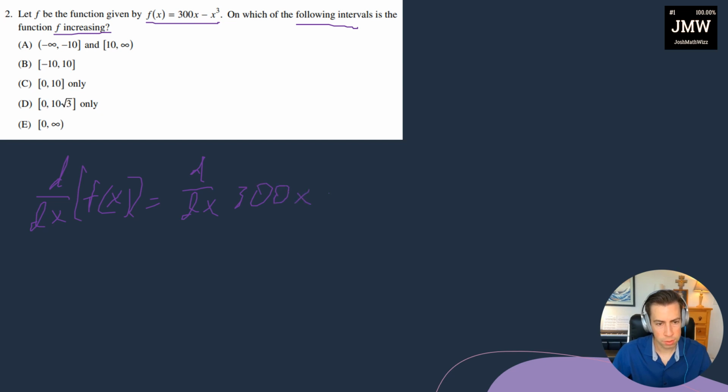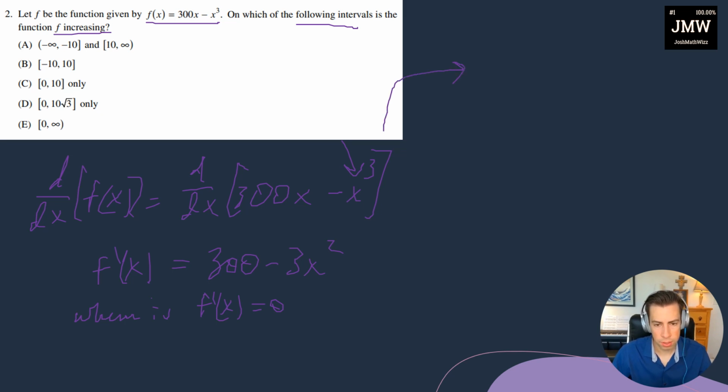So we'll again use that derivative operator here, and I will end up with f prime of x is going to be 300 minus 3x squared, and you would just use the power rule for the x cubed. Okay, so now what I want to do is figure out when f prime of x is equal to 0, or what values of x make it 0, to find the critical points.